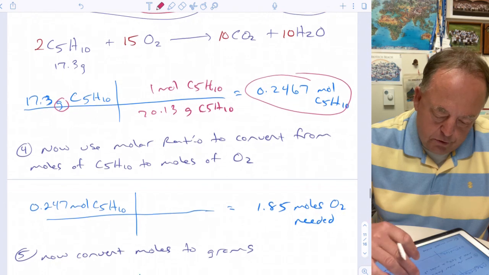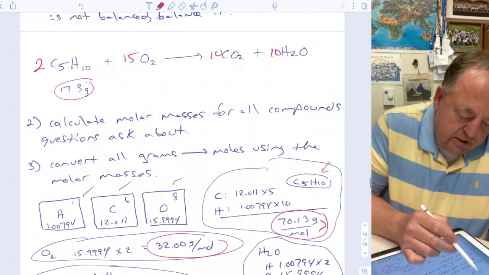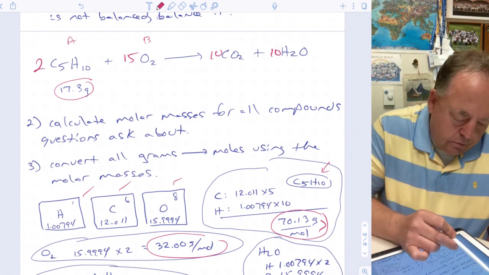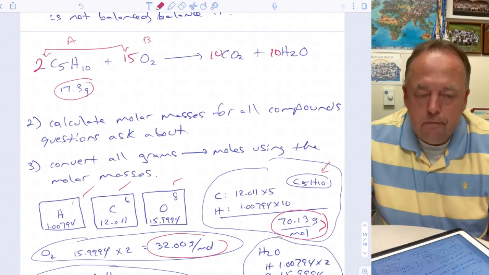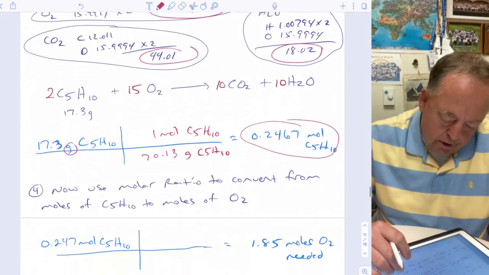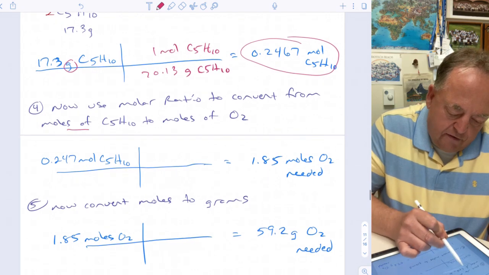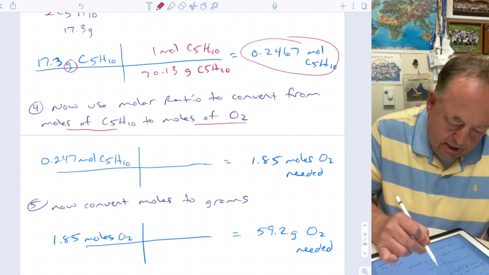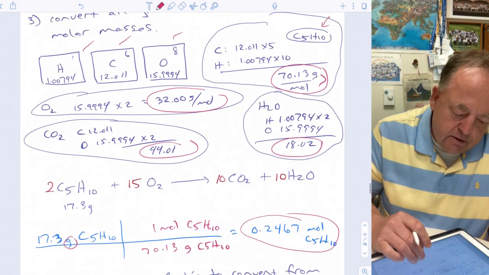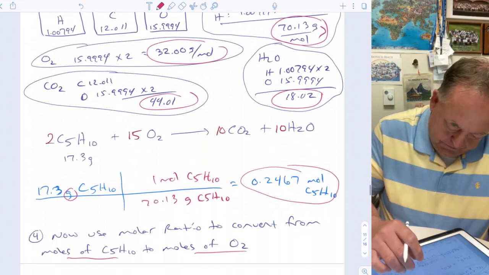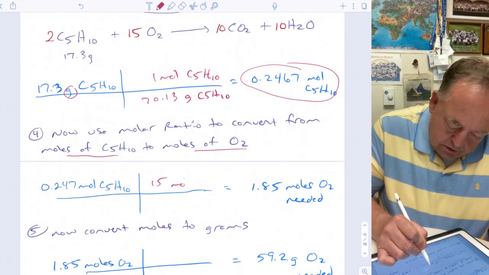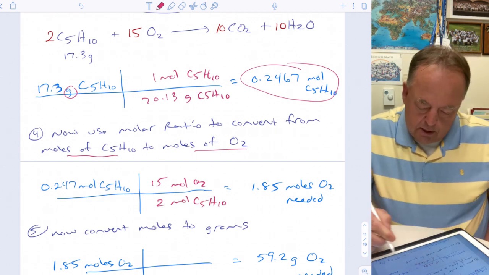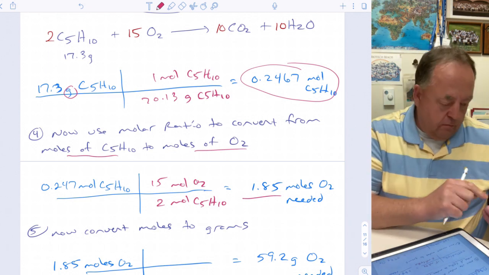Okay, so now that we know how many moles of, let's call this A, we have, how many moles of B do we need? And if you remember when we did that, we looked at the molar ratio. So now we're going to use molar ratios to convert from moles of C5H10 to moles of O2. So 0.2467 moles of C5H10, and the molar ratio is 15 to 2. So 15 moles of O2 to 2 moles of C5H10. And that would give you 1.85 moles of O2.